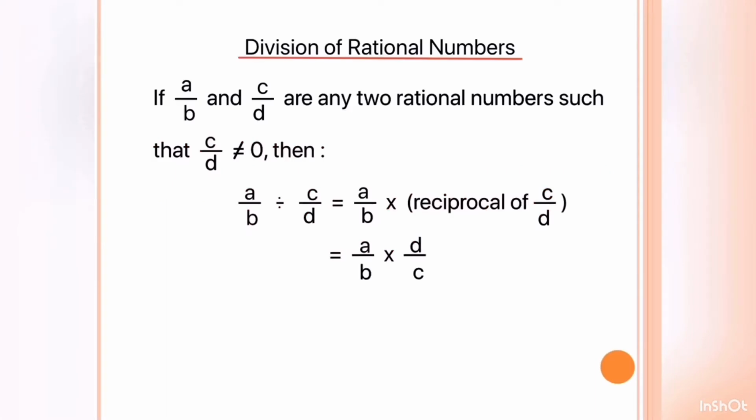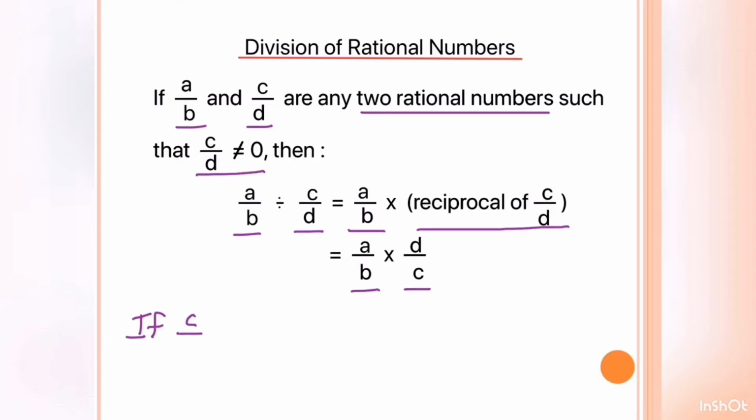If a by b and c by d are any two rational numbers such that c by d is not equal to 0, then a by b divided by c by d is equal to a by b multiplied by the reciprocal of c by d, and the reciprocal of c by d is d by c.